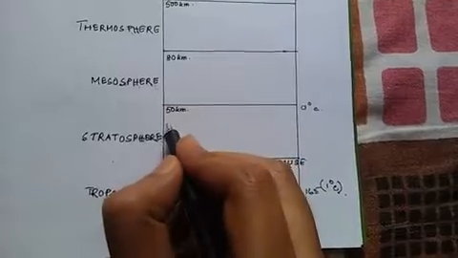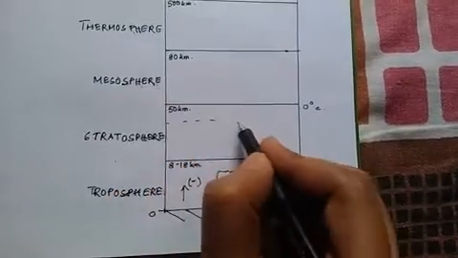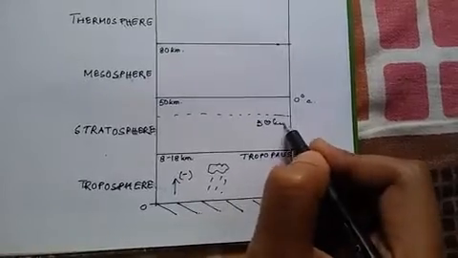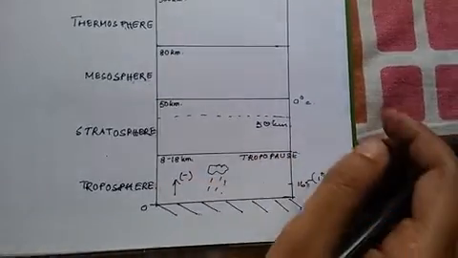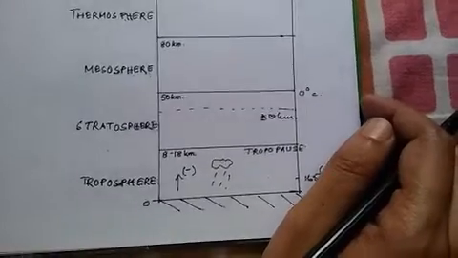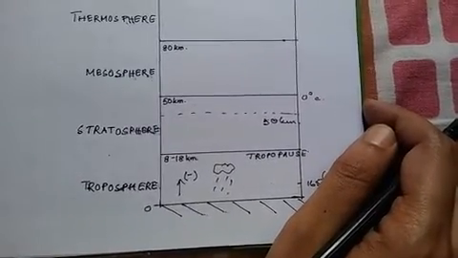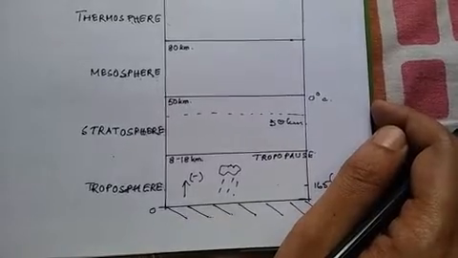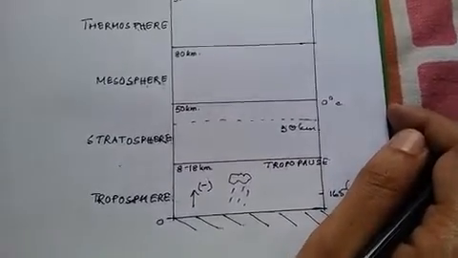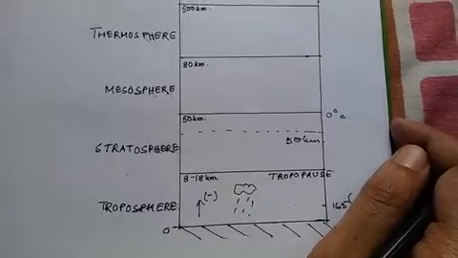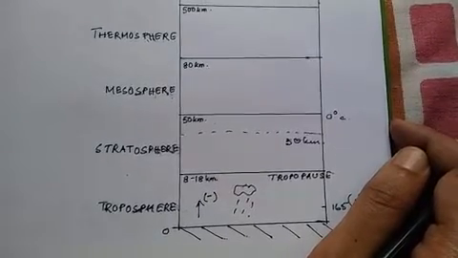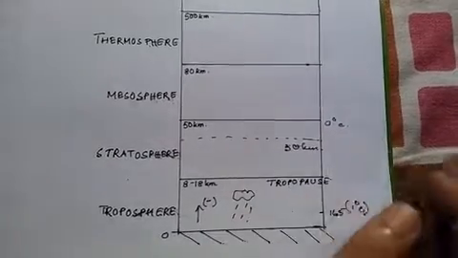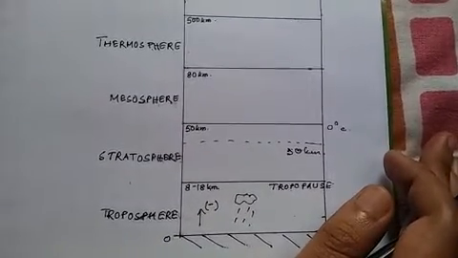Near about 30 kilometer, here we have the layer called ozone layer. We all know about this ozone layer, because it absorbs the ultraviolet rays from the sun. That is why this stratosphere is also known as the ozonosphere.